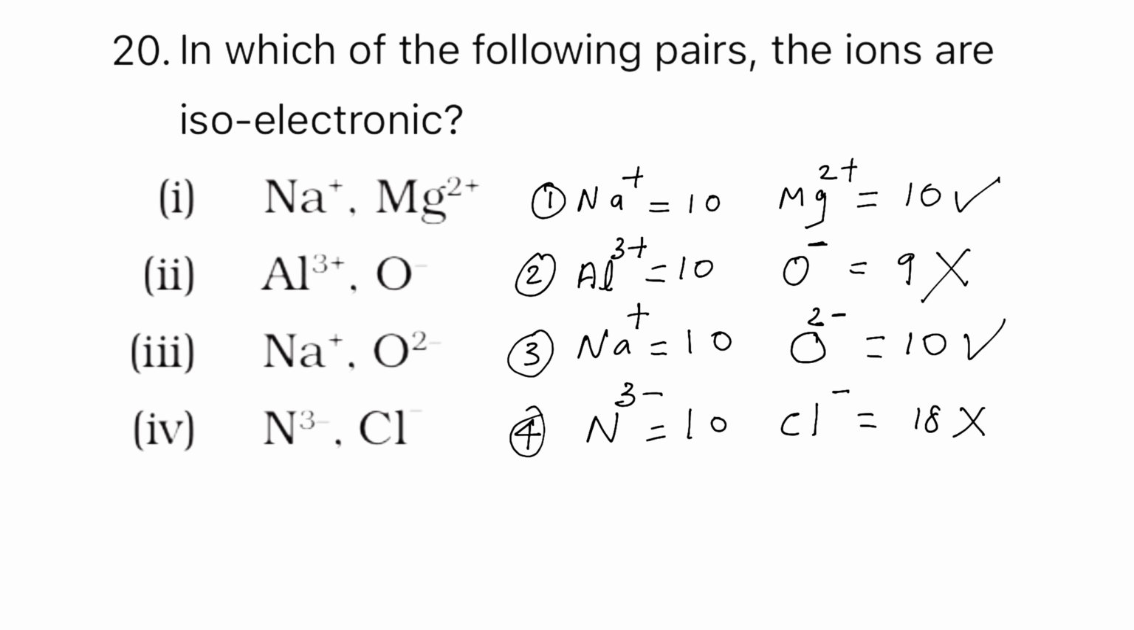The numbers of electrons are not the same. So the first and third are isoelectronic; the second and fourth are not. Clear, right? Direct. If you know what isoelectronic species are, you can do this.